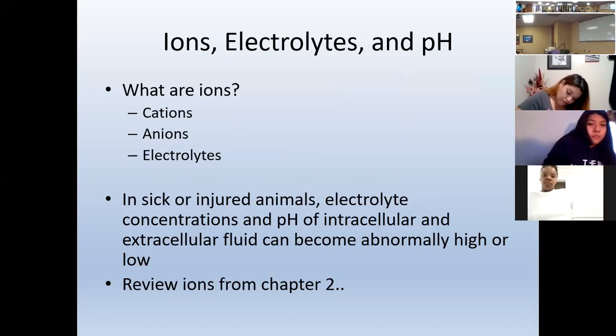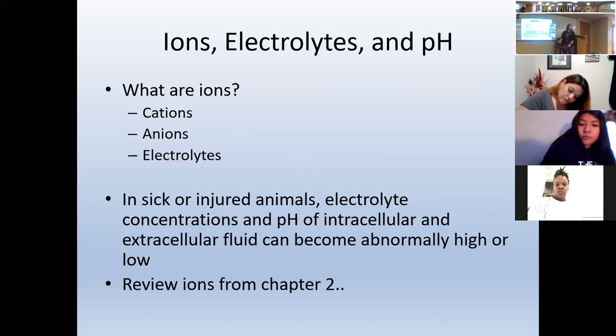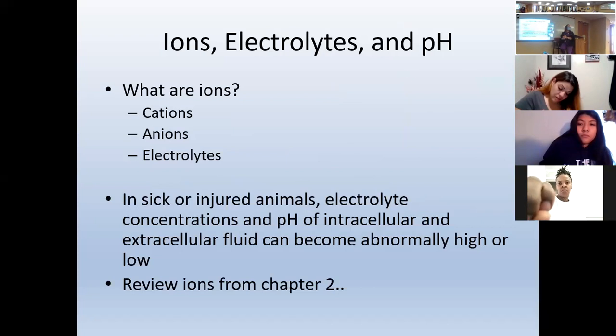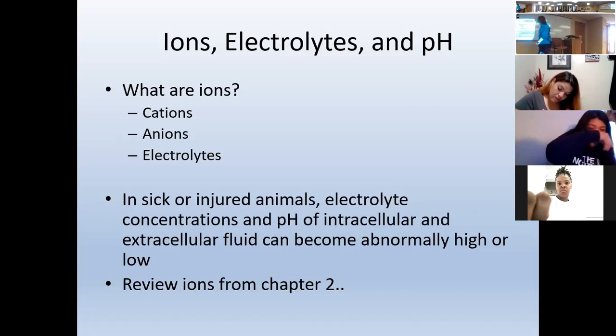Here we had a little bit of a review. We had our cations. Tell me what charge a cation is. Positive, because cats make us feel happy. Anion. I kind of remember that because it sounds like onion, and I don't like onions. They make me sad. And electrolytes are any of these molecules that do carry a charge.